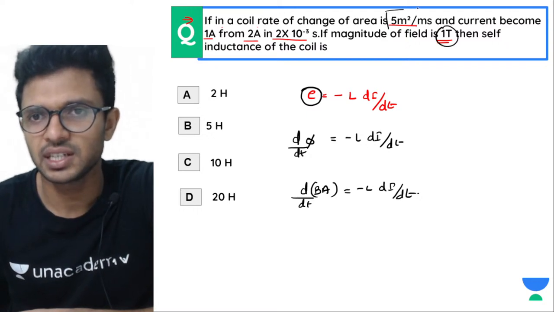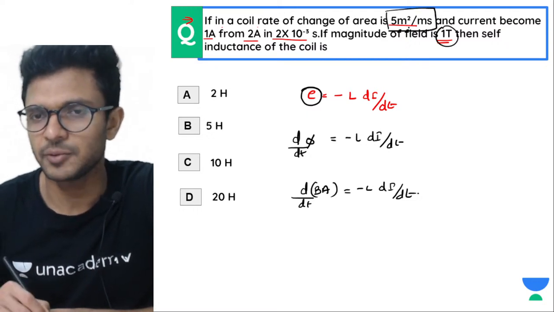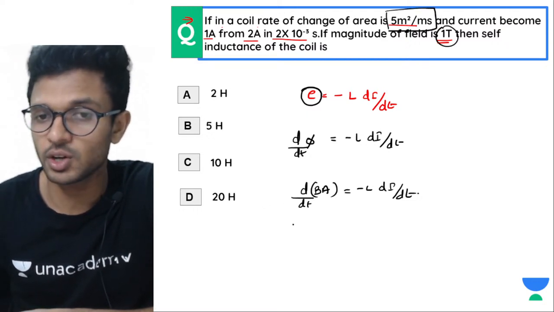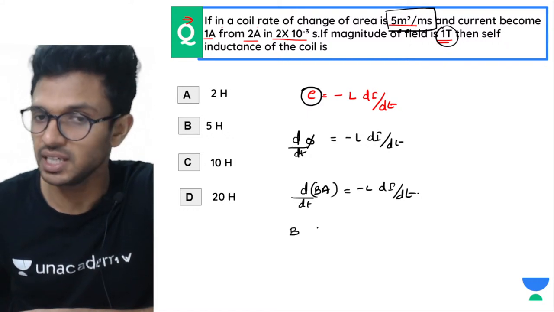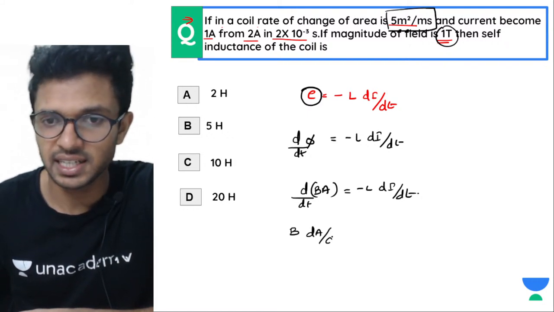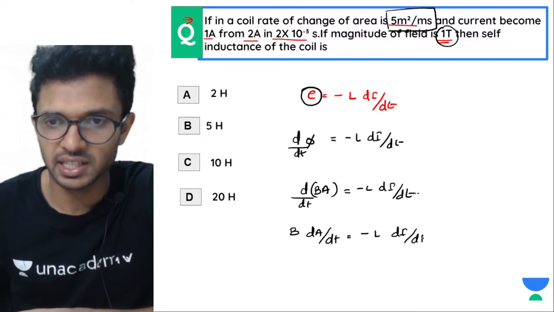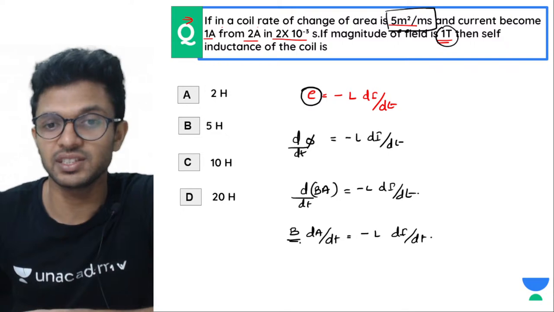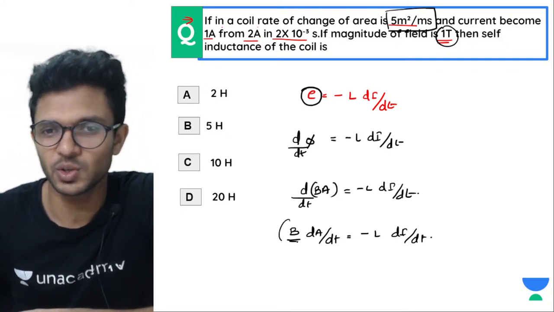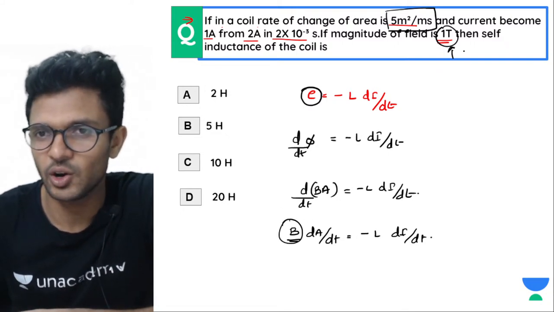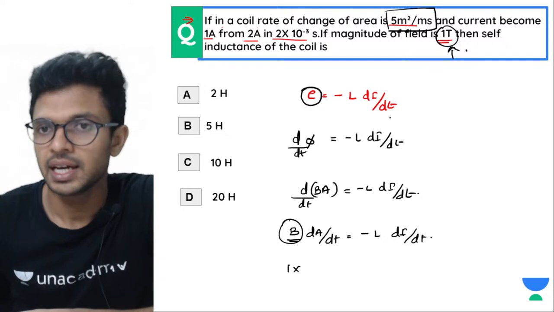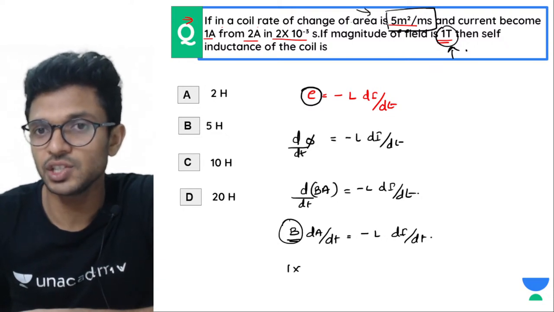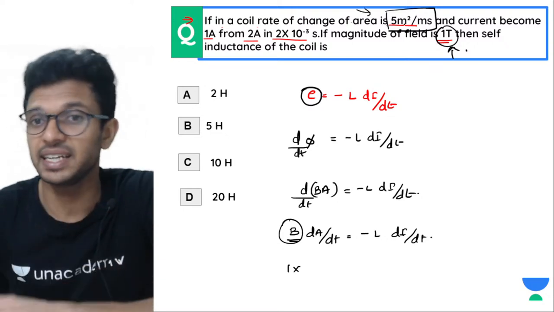What is changing? It's the area. So whatever is constant, take it outside, B, take it outside. Then we have B dA by dt is equal to minus L di by dt. Done. Now the question is done. Now you just need to substitute whatever is given. The value of B is given, 1 tesla. And dA by dt, the rate of change of area, is directly given.